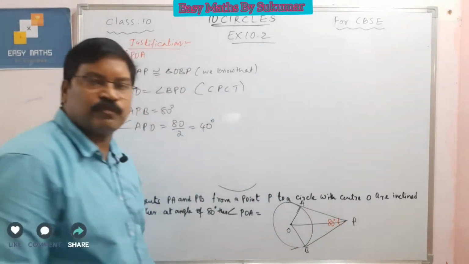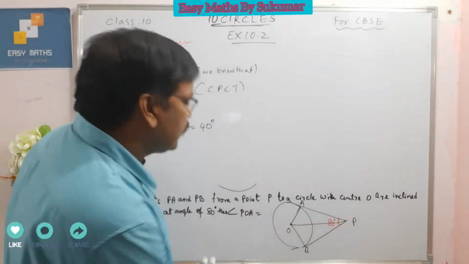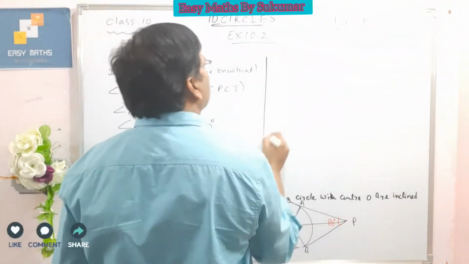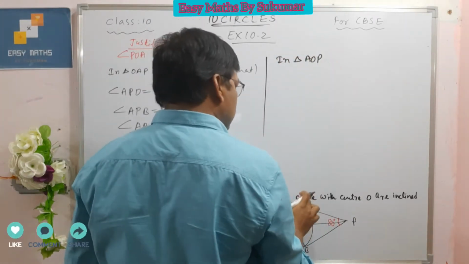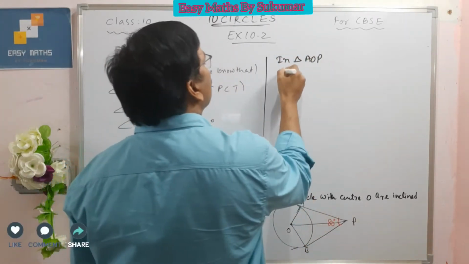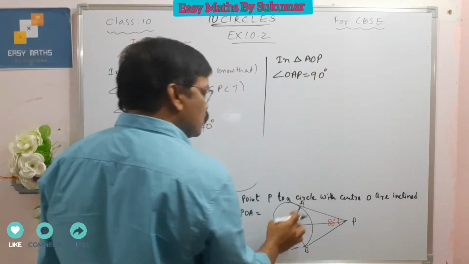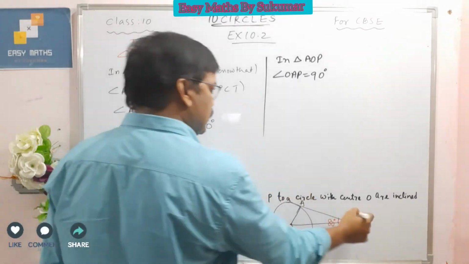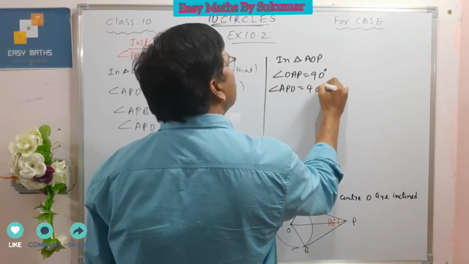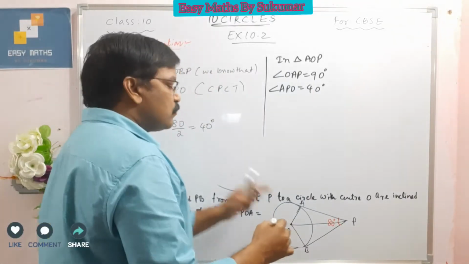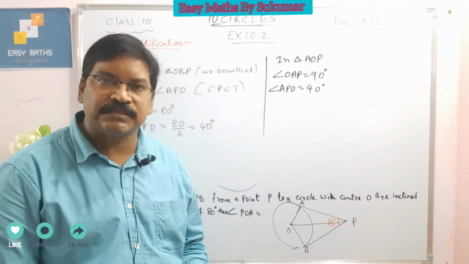This angle is also 40 degrees. Okay. Now take the triangle AOP. In triangle AOP, angle OAP is equal to 90 degrees. Angle APO is equal to 40 degrees. Okay. Now in the triangle, the sum of the interior angles of a triangle is 180 degrees.